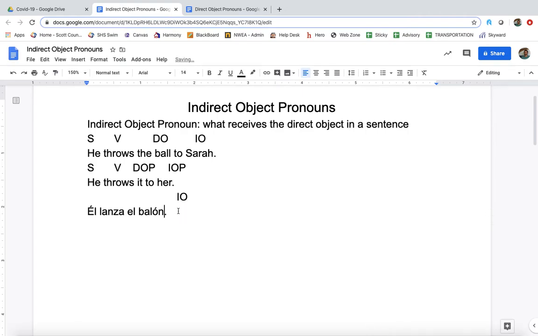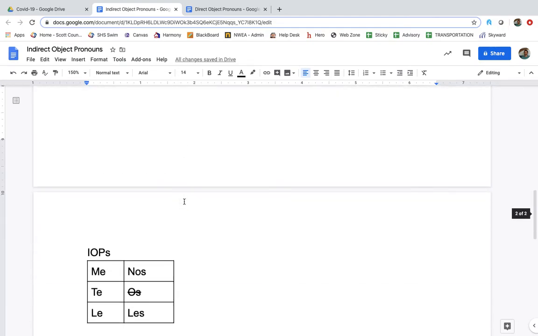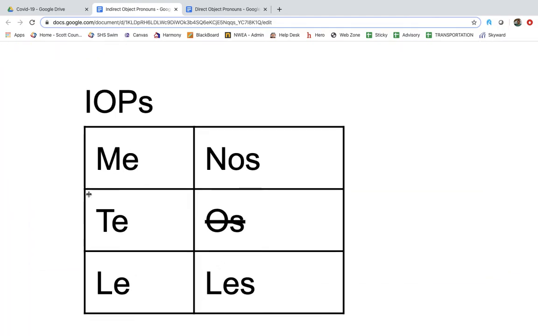And you're probably thinking, what is an indirect object pronoun? I'm glad that you were wondering that, because here they are, our IOPs. Again, these are worth writing down in your notes. Me, te, le, nos, and les. And for Javier, we have the os included, but marked out because we don't actually need it. You're welcome, Javier. So, me, te, le, nos, and les.